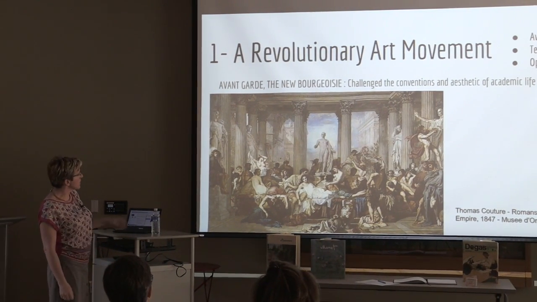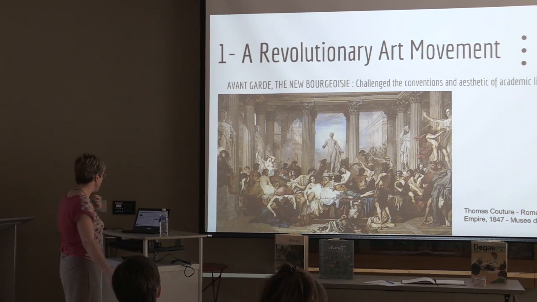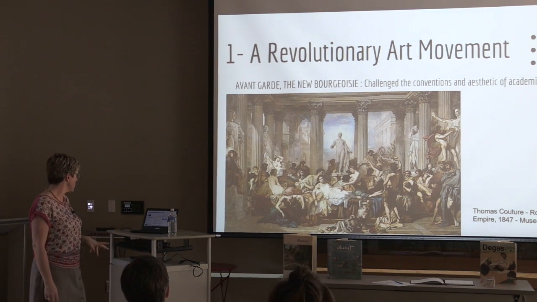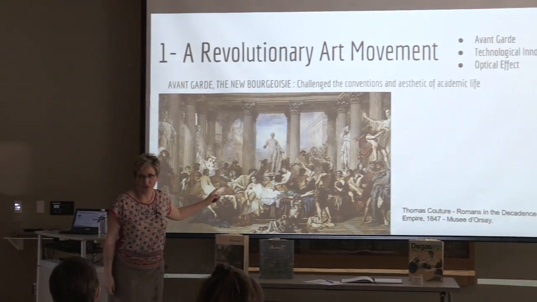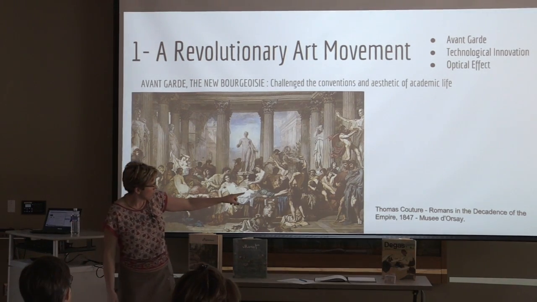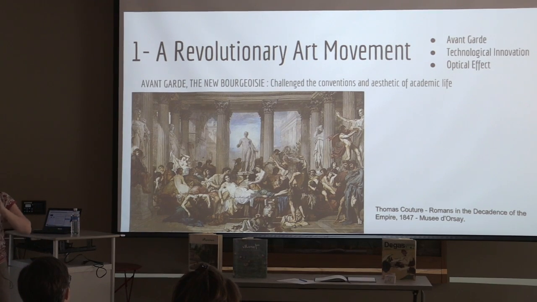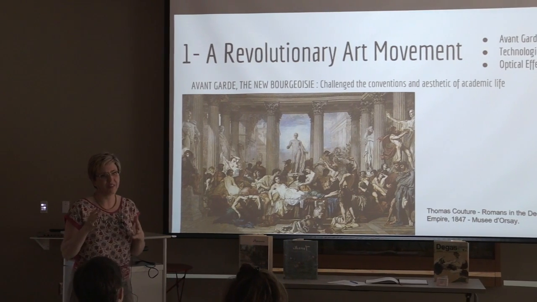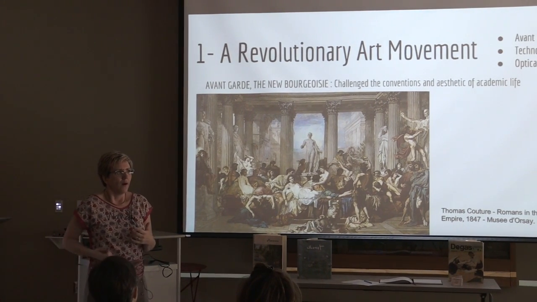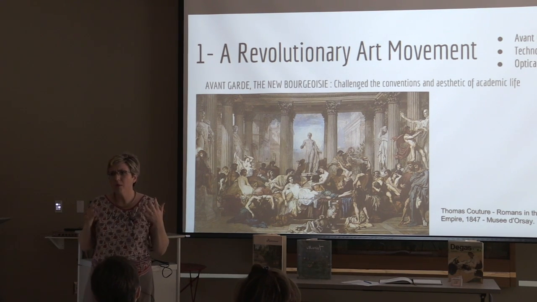So the Impressionists are young, they're 20 years old, and they are rebellious young artists who want to destroy the established order. So what is the established order? That is the established order: Thomas Couture, Romans in the Decadence of the Empire. The paintings at that time were beautiful. Technically, they were the best, but they were all kind of the same. There was no more creativity in them. The technique was amazing, but they were all about the same subject.